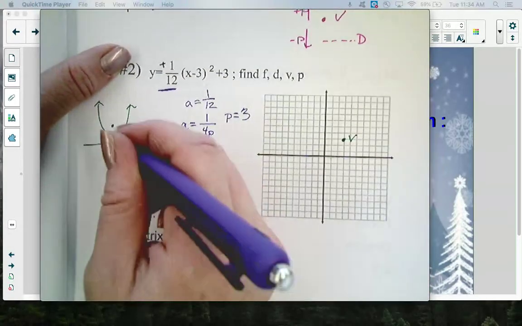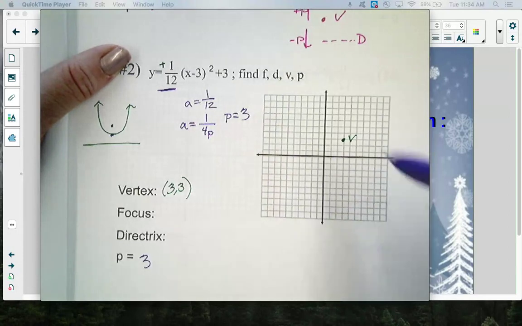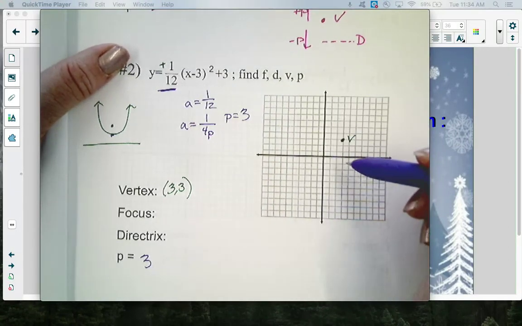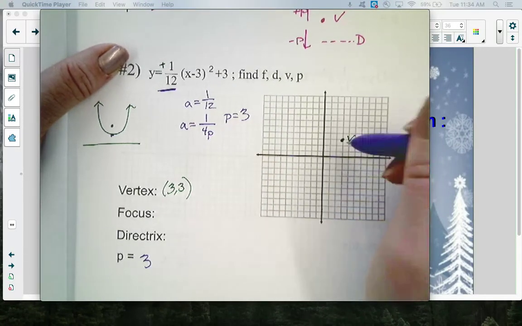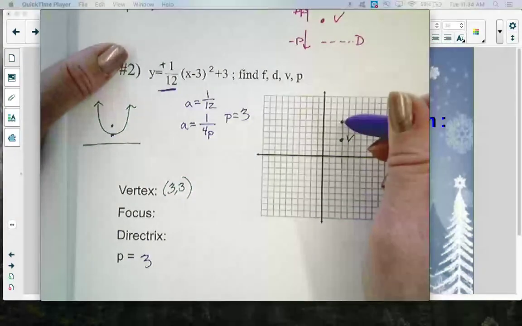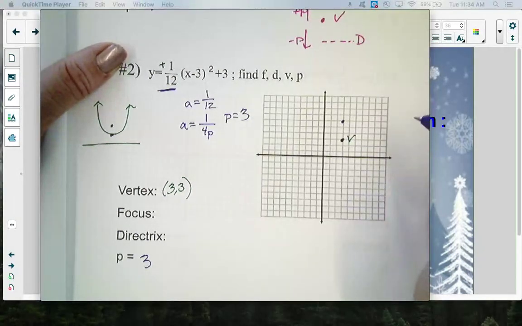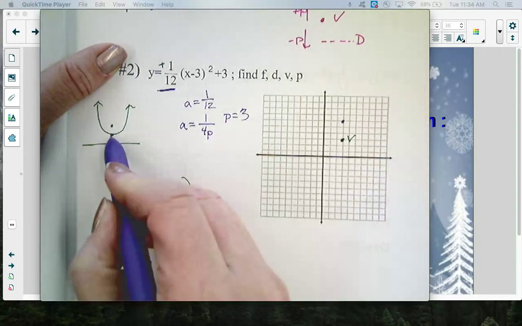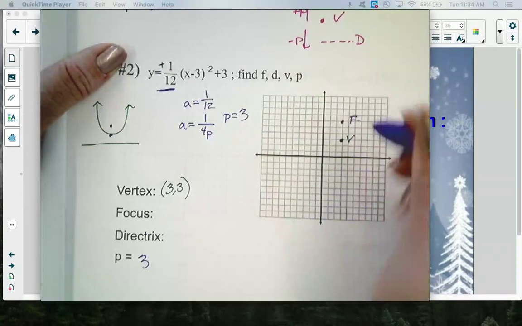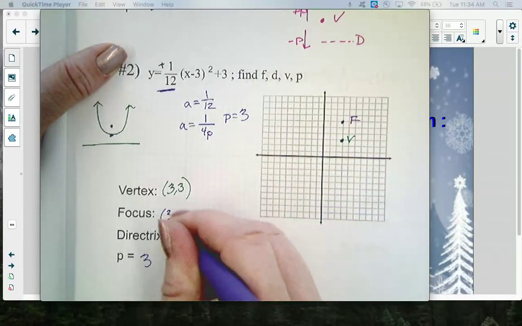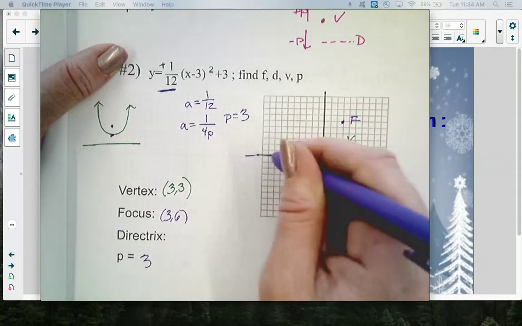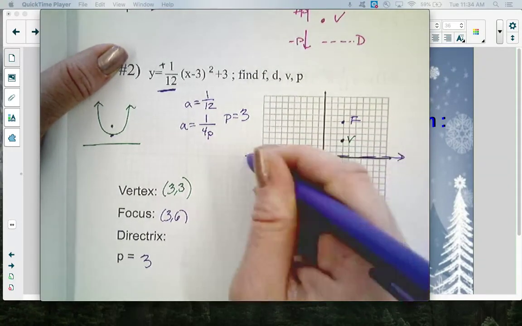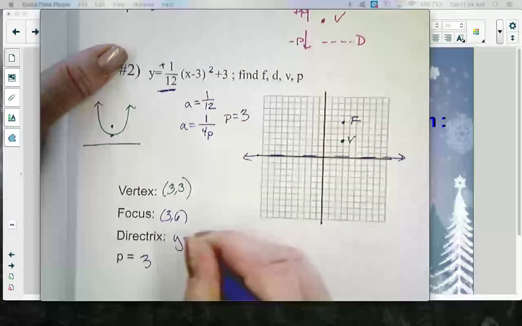All right, now here's the catch. I know I'm going up 3 and down 3 from the vertex. Are you okay with that? Up 3, down 3. If I go up 3, am I finding my focus or my directrix up there? Vertex up 3. Okay, that would be my focus. So it's going to be 3, 6. And if I go down 3, good. It's that directrix, y equals 0.